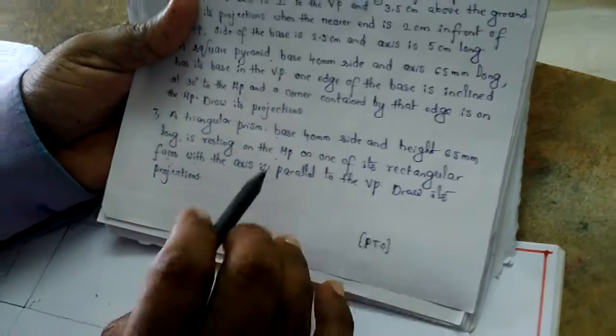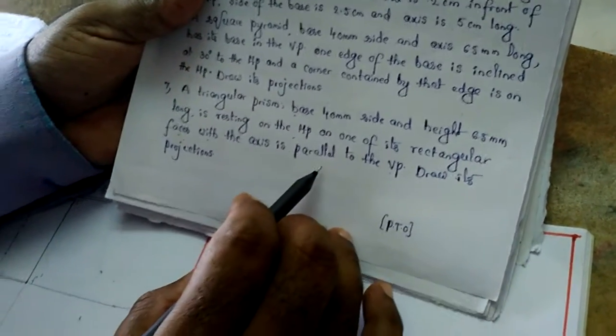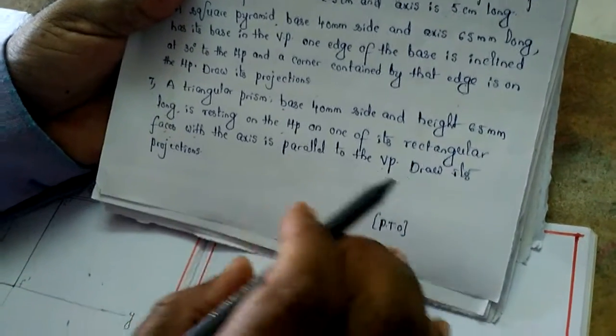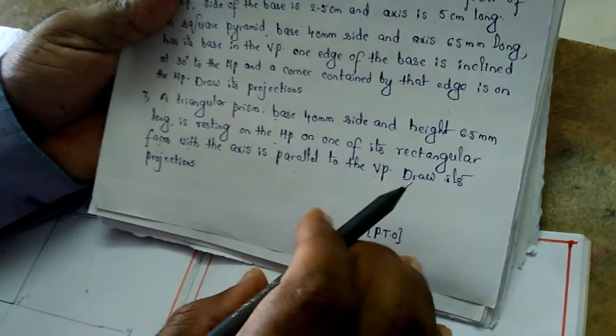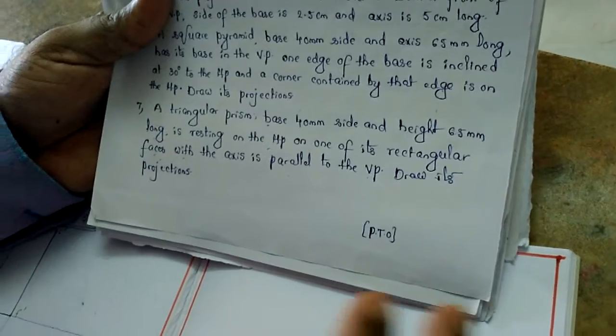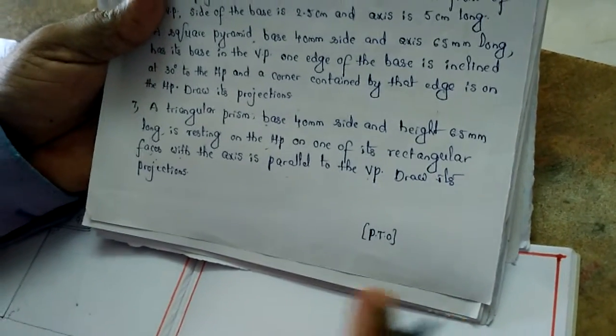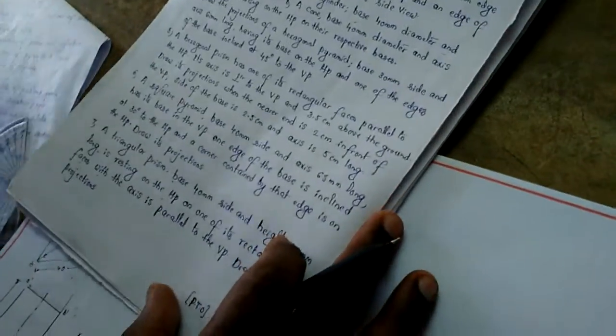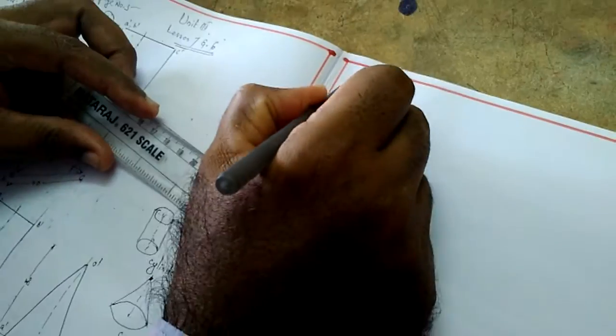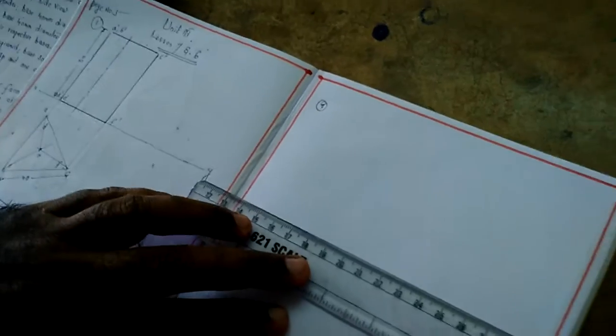So once the axis is parallel to HP and parallel to VP, in this case first we want to draw the side view. Once you draw the side view, afterward from the side view you project the front view and top view, one by one. So that's why here, in question number 7, first we want to draw the side view.